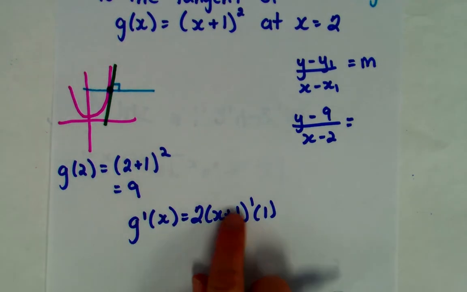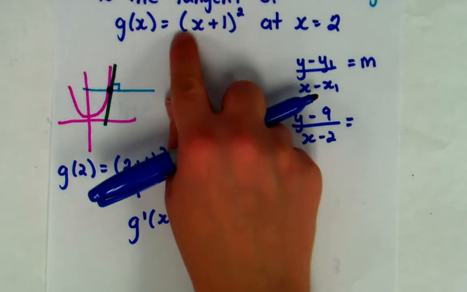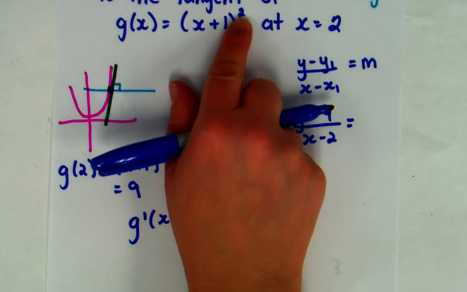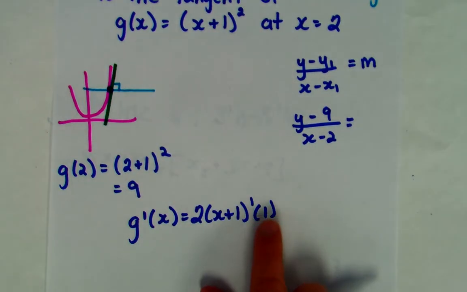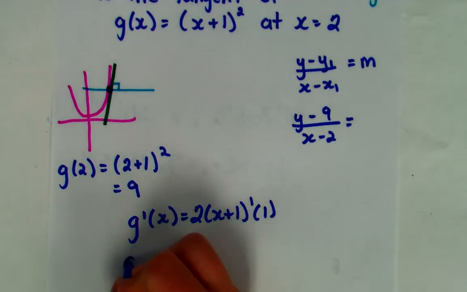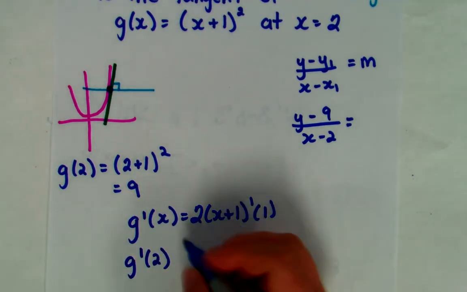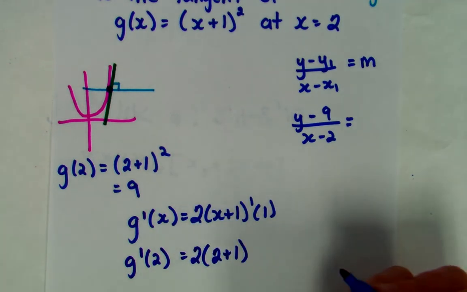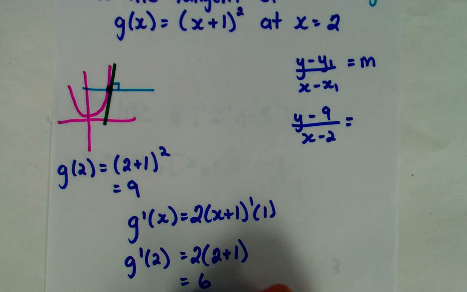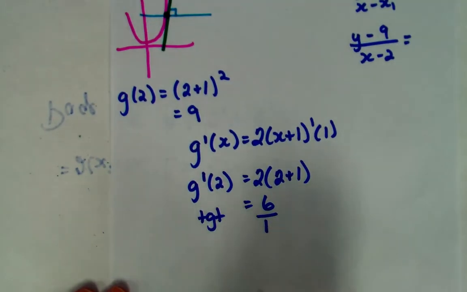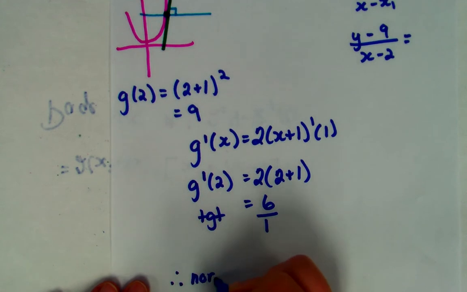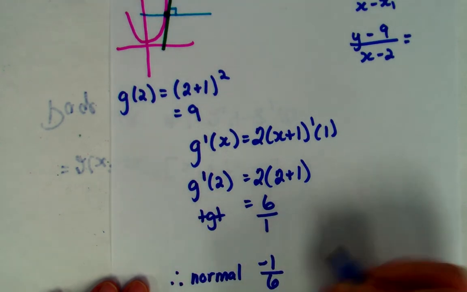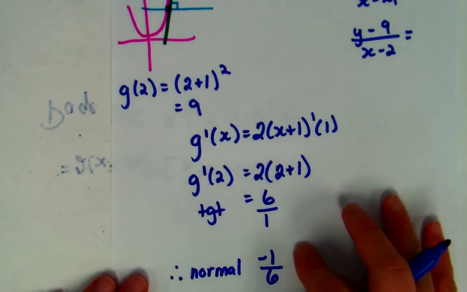Sorry about that. So to find g prime, I do 2, keep the inside the same, drop the exponent to 1, then look inside. I don't really need to because the inside derivative is 1 in this case, but I want you to be aware that I am going through that process. But we know the point is x equal to 2. So that's going to be 2 times 2 plus 1 times 1, which is going to give me 6. So the slope of my tangent is 6 over 1. That means my normal slope is negative 1 over 6, because perpendicular slopes are negative reciprocals of each other.